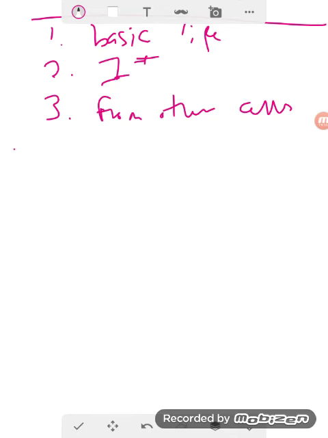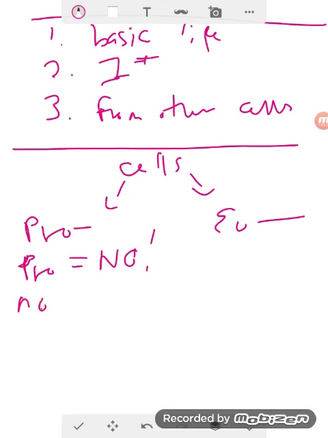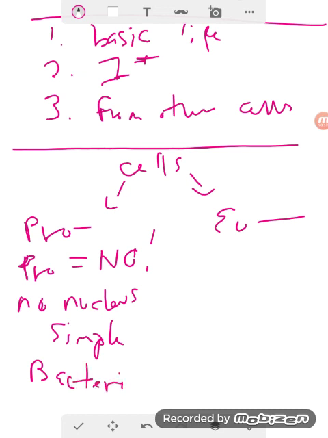And then last but not least, when I look at cells, I have 2 kinds. I can either be a prokaryote or I can be a eukaryote. Pro, easy way to kind of remember stuff. Pro equals no. That means they have no nucleus, and that's why they are super simple. And these types of cells are bacteria.